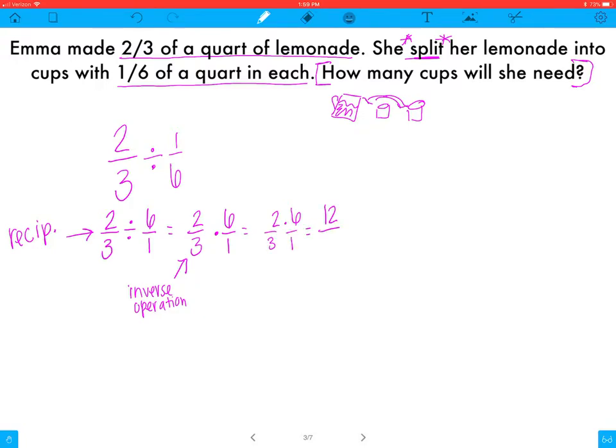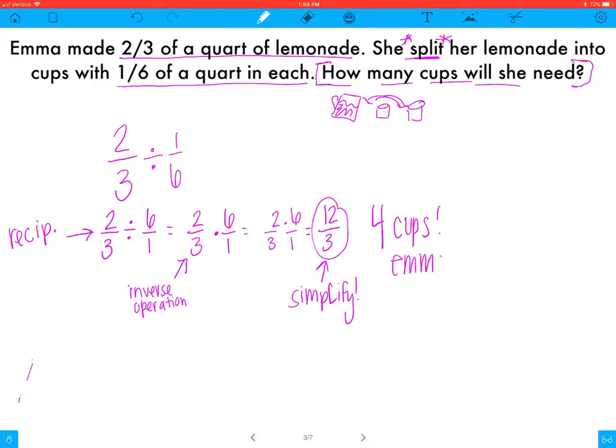Not only am I dividing into cups, but this answer is more reasonable when you divide. So my final answer after multiplying straight across is 12/3, which I'm going to simplify. And I can simplify that by saying, what number goes in there equally? Well, it's 3, and that becomes 4/1, so 4 cups.